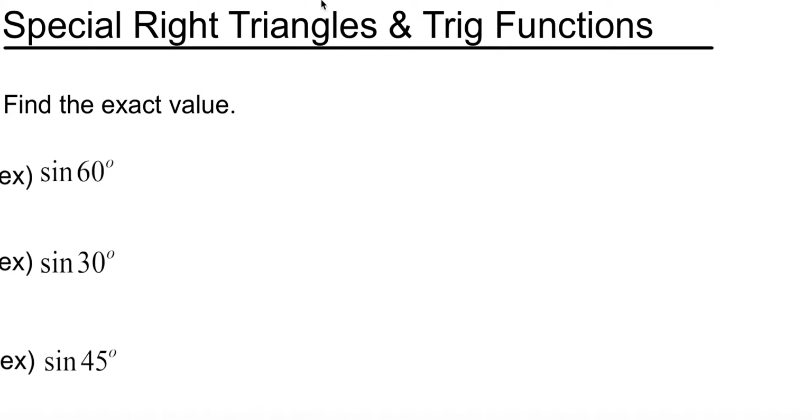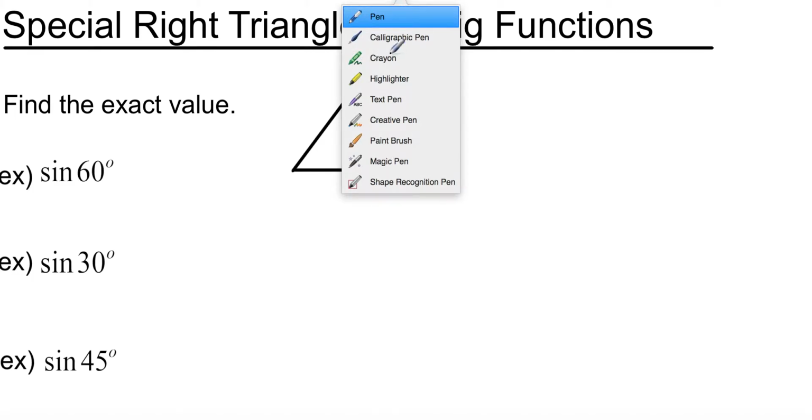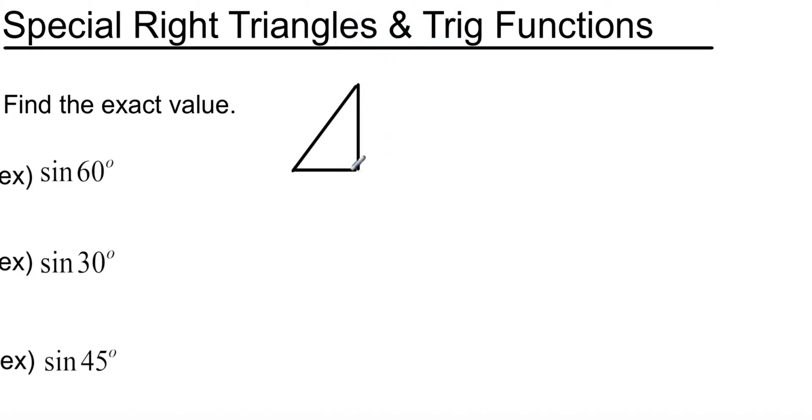So let's just draw our 30-60-90 triangle. Remember we said we need to have this one memorized because these three angles are very important and they pop up all the time. We're going to label this with a right angle right here, 60 at the bottom, 30 at the top, 1, 2, square root of 3.